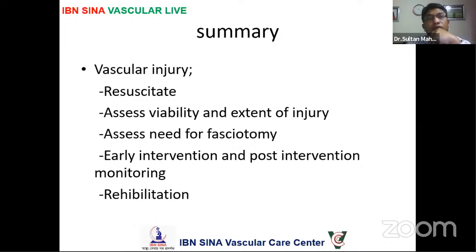Summary, vascular injury: resuscitate fast, assess viability and extent of the injury, assess need for fasciotomy, early intervention, and post-intervention monitoring and rehabilitation.